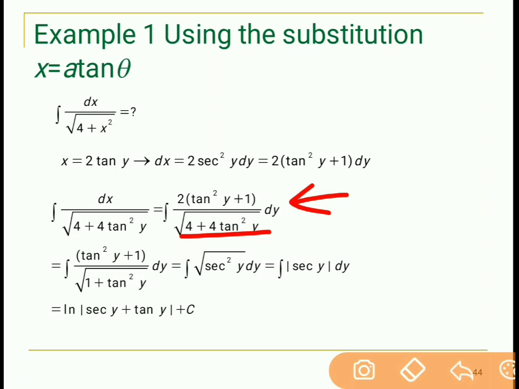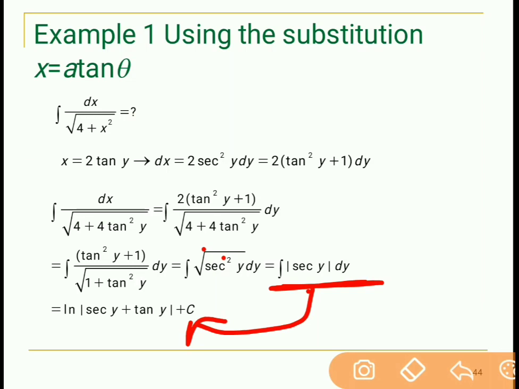Now 1 plus tan square y is what? Sec square y, using the identity. So this can be converted into under root of sec square y. The square root and square are there, so it will be converted into mod of sec y into dy. Now integration of mod of sec y into dy is what? It is log of sec y plus tan y.